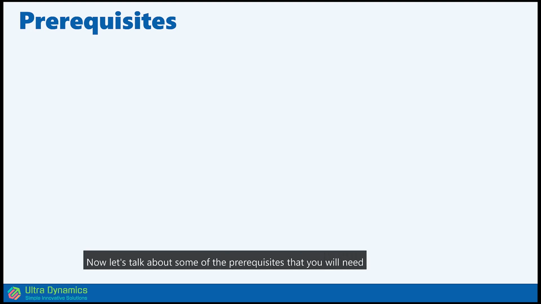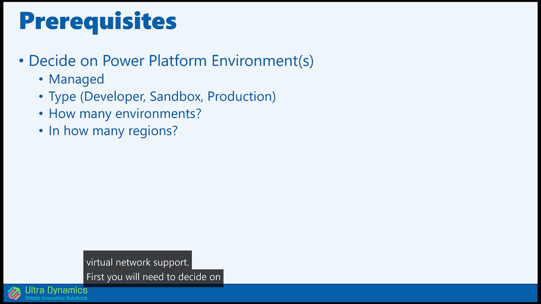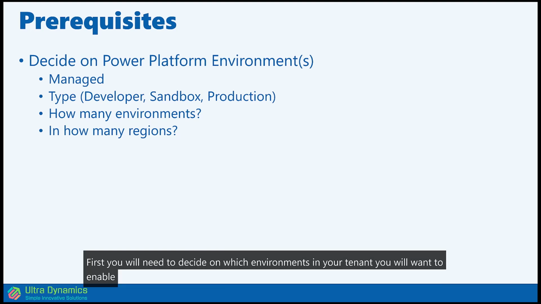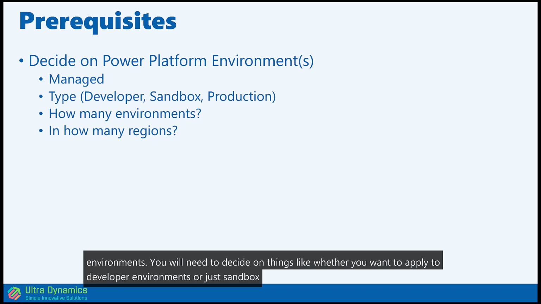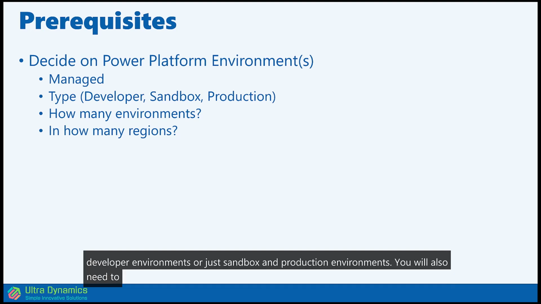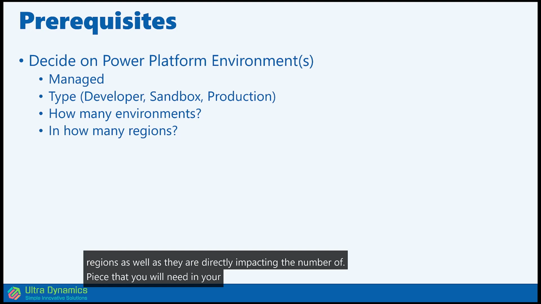Now let's talk about some of the prerequisites that you will need before you set up virtual network support. First, you will need to decide on which environments in your tenant you want to enable virtual network support. One thing to note is that these should be managed environments. You will need to decide on things like whether you want to apply to developer environments or just sandbox and production environments. You will also need to decide how many environments will require this capability and in what regions, as they directly impact the number of IPs that you will need in your subnets. Also, you will need different virtual networks for each region.